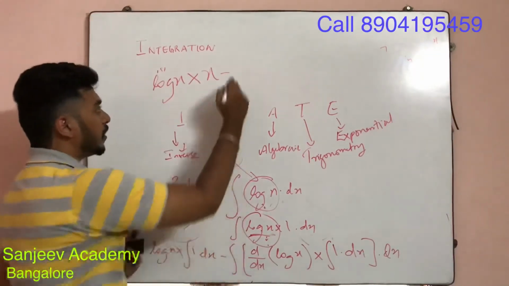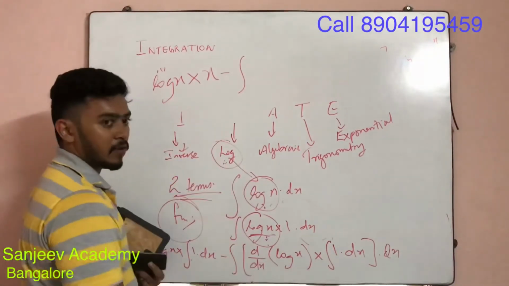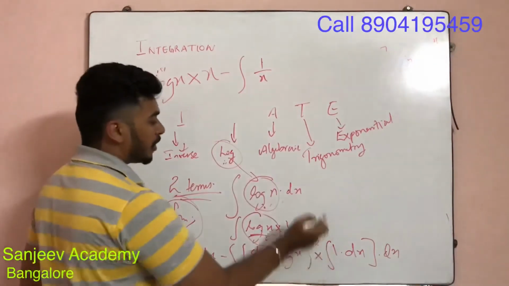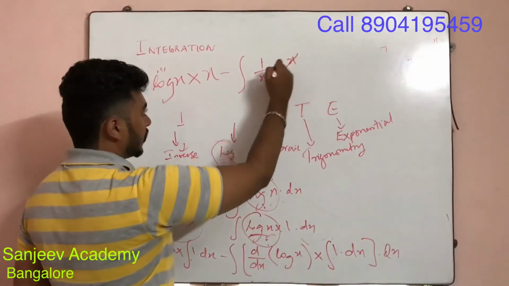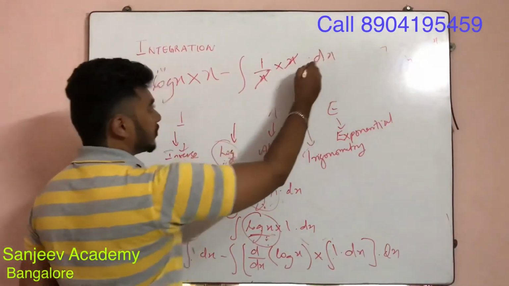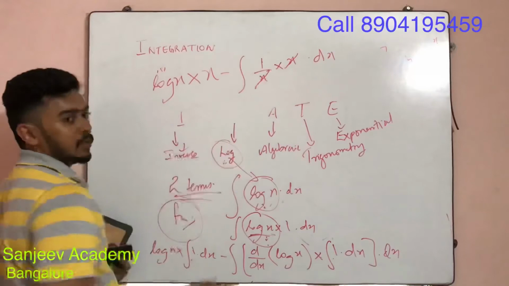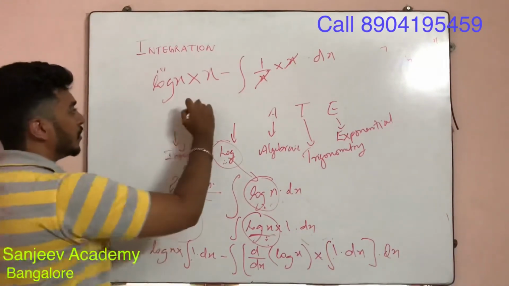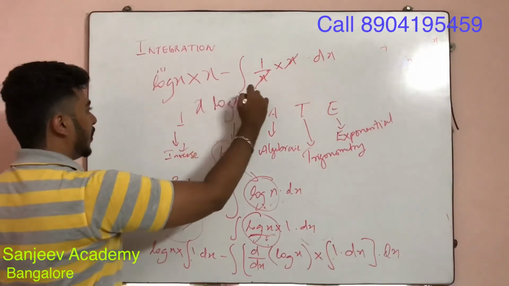Minus integral of d by dx of log x. d by dx of log x is 1 by x, into integral of 1, that is x. x and x will get cancelled. So what is integral of 1? x. So the answer to this particular thing is x log x minus x plus c.